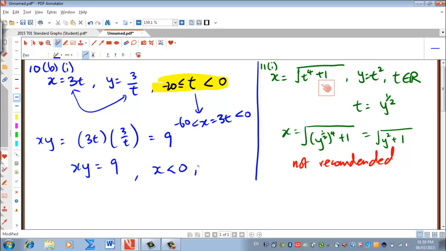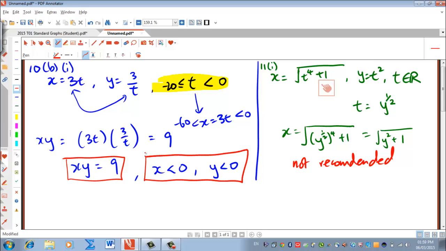How about y? Again, y being 3 divided by t, with t taking negative values, we know that our y is also negative. So it is important that for the Cartesian equation, besides writing down xy equals 9, we need to pay attention to the limitations in the values of x and y. Otherwise, we might not get the full credit for finding the Cartesian equation.